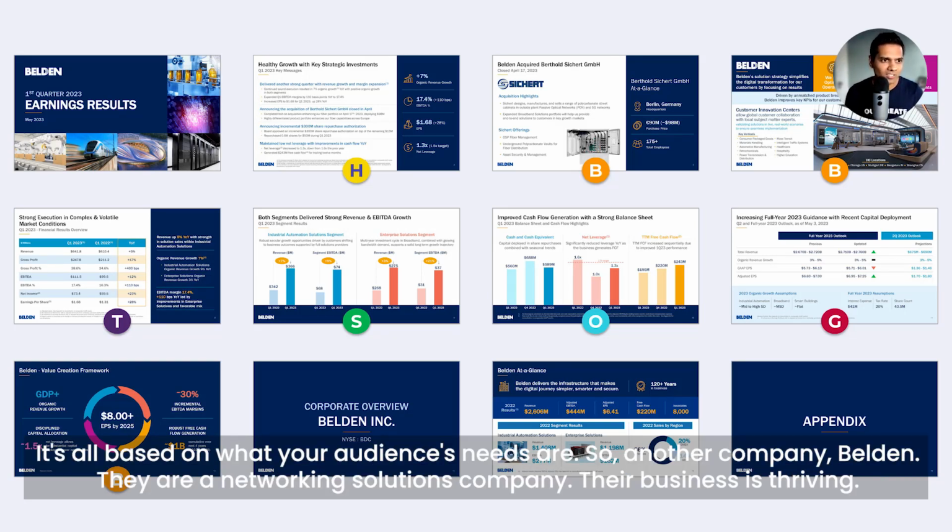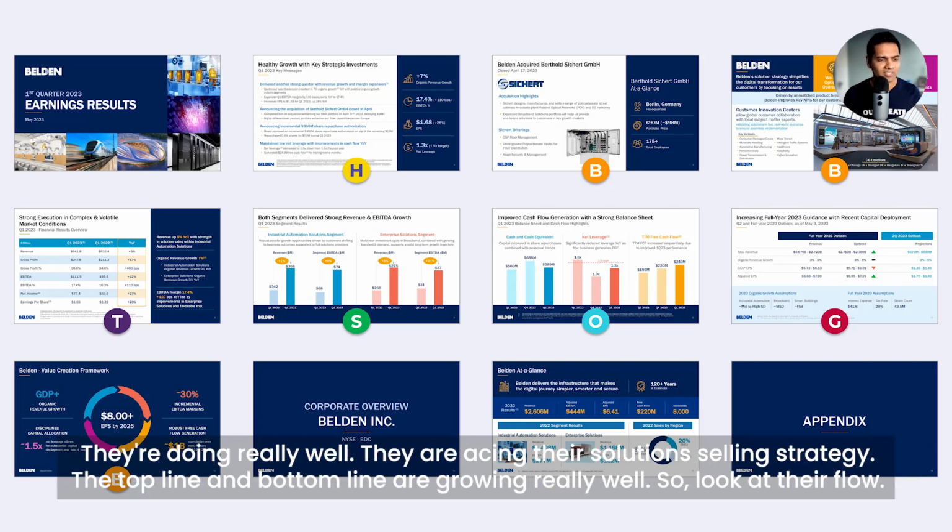So another company, Belden, they're a networking solutions company. Their business is thriving. They're doing really well. They are acing their solutions selling strategy. Their top line, bottom line's growing really well. So look at their flow.